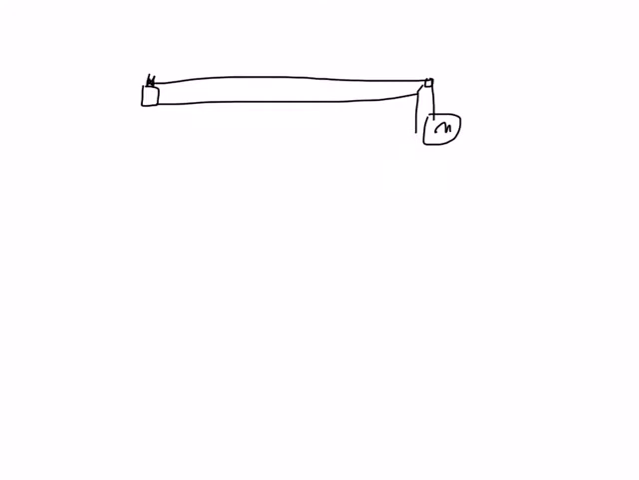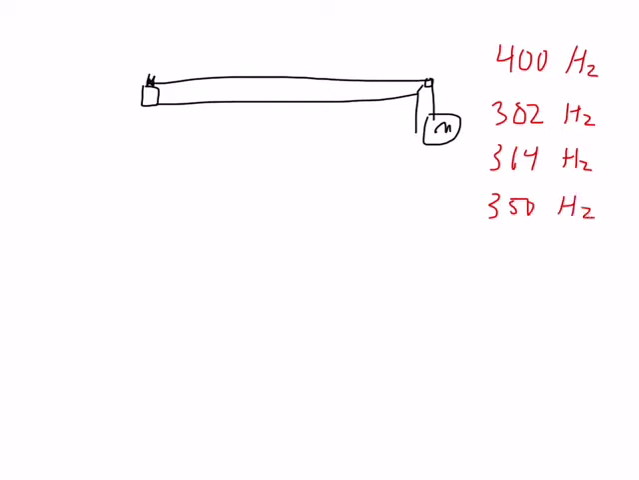And so we find that the 4 fundamental frequencies are 400 hertz, 382 hertz, 364 hertz, and 350 hertz. Those are the 4 strings' frequencies. And we're also told, I forgot to label this, that the vibrating length of the string is L.